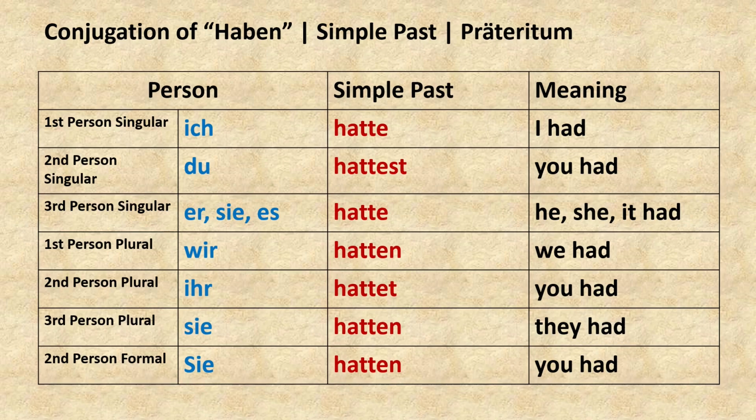Let us hear it once again. Ich hatte. Du hattest. Er, sie, es hatte. Wir hatten. Ihr hattet. Sie hatten. Dear friends, you will learn more about Präteritum in the coming level.